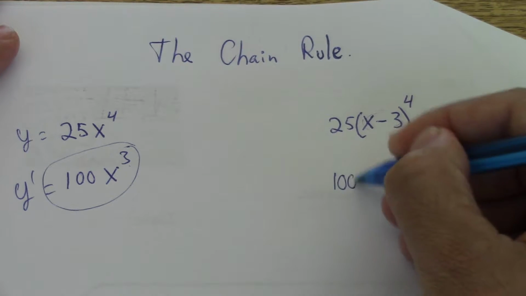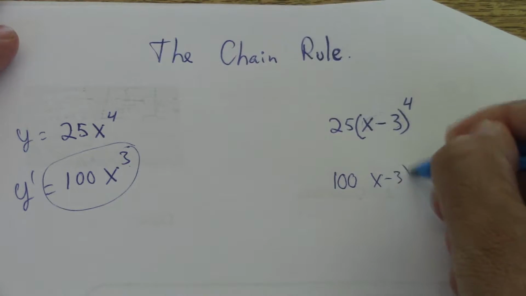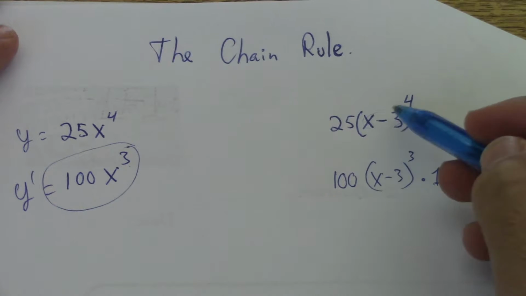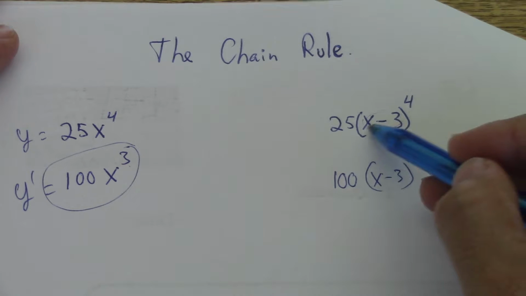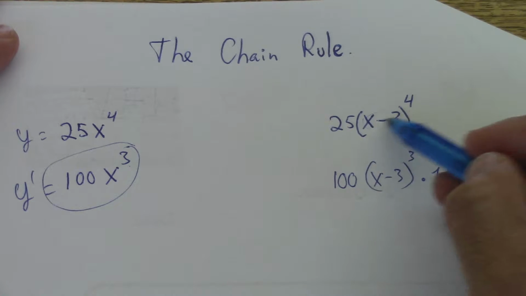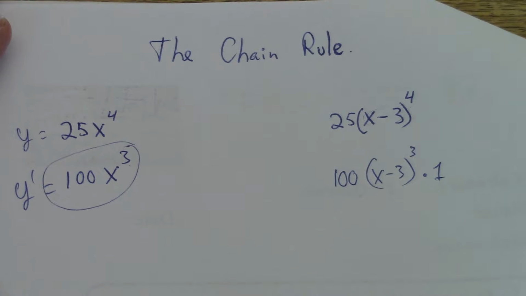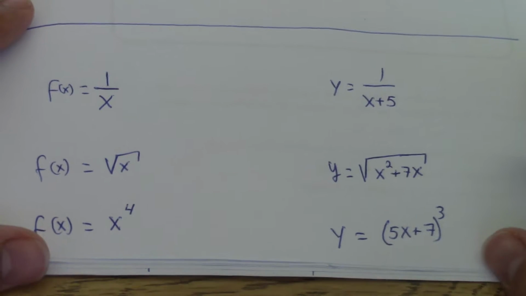That would be 100x minus 3 raised to the third times 1, because this is times the derivative of the inside. Now the derivative of the inside is 1 and doesn't make any difference. But let's see when the chain rule makes a difference and is really helpful.